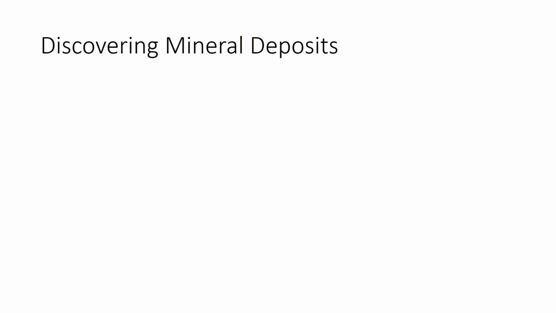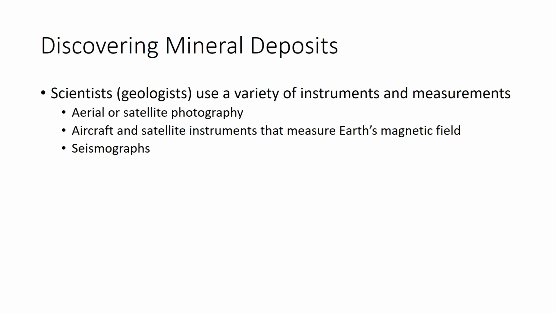Okay, so how do we go about figuring out where these mineral deposits are? How does a mining company know to drill down hundreds of feet in a particular area? All right, there are a variety of techniques. So they might use aerial or satellite photography looking for particular formations. For example, when they're drilling for oil, one of the places they look for oil is in little dome-shaped structural traps. And that's easier to see from aerial photography.